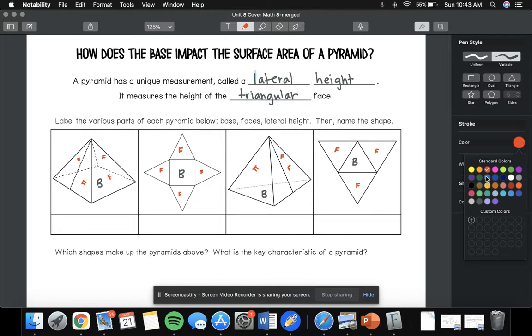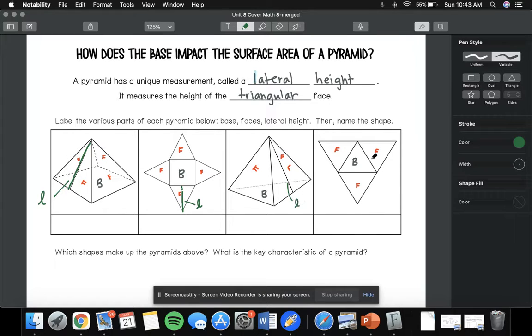And a lateral height is the height of one of the faces. Right here, how it's kind of tilted, it gives you how tall this triangle is. This is called our lateral height, and we use a lowercase l for that. For this one, which is not folded up, we would take one of the faces and label how tall it is with a little cursive l to say lateral height. This one would be our lateral height right here. However tall one of our faces is, that is the lateral height.